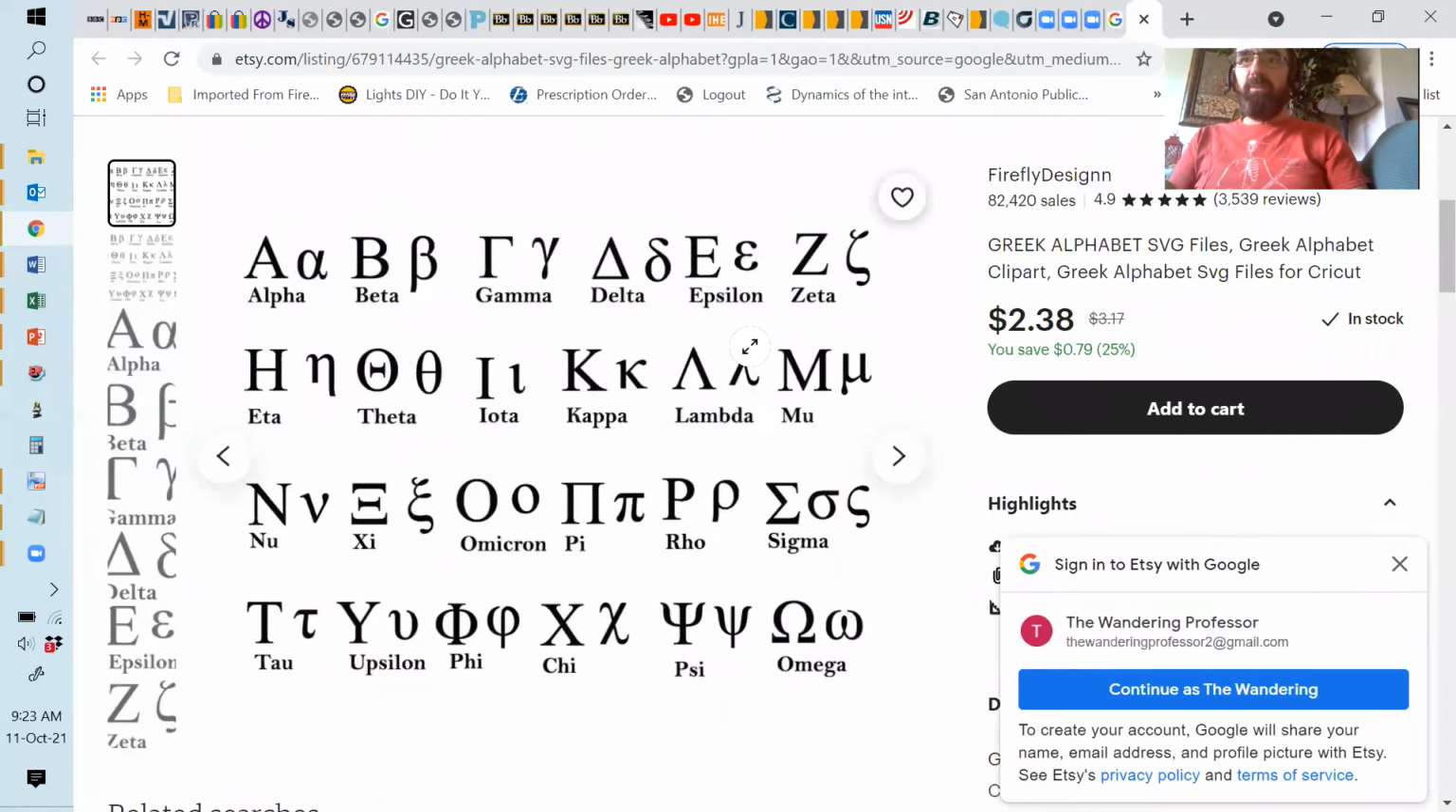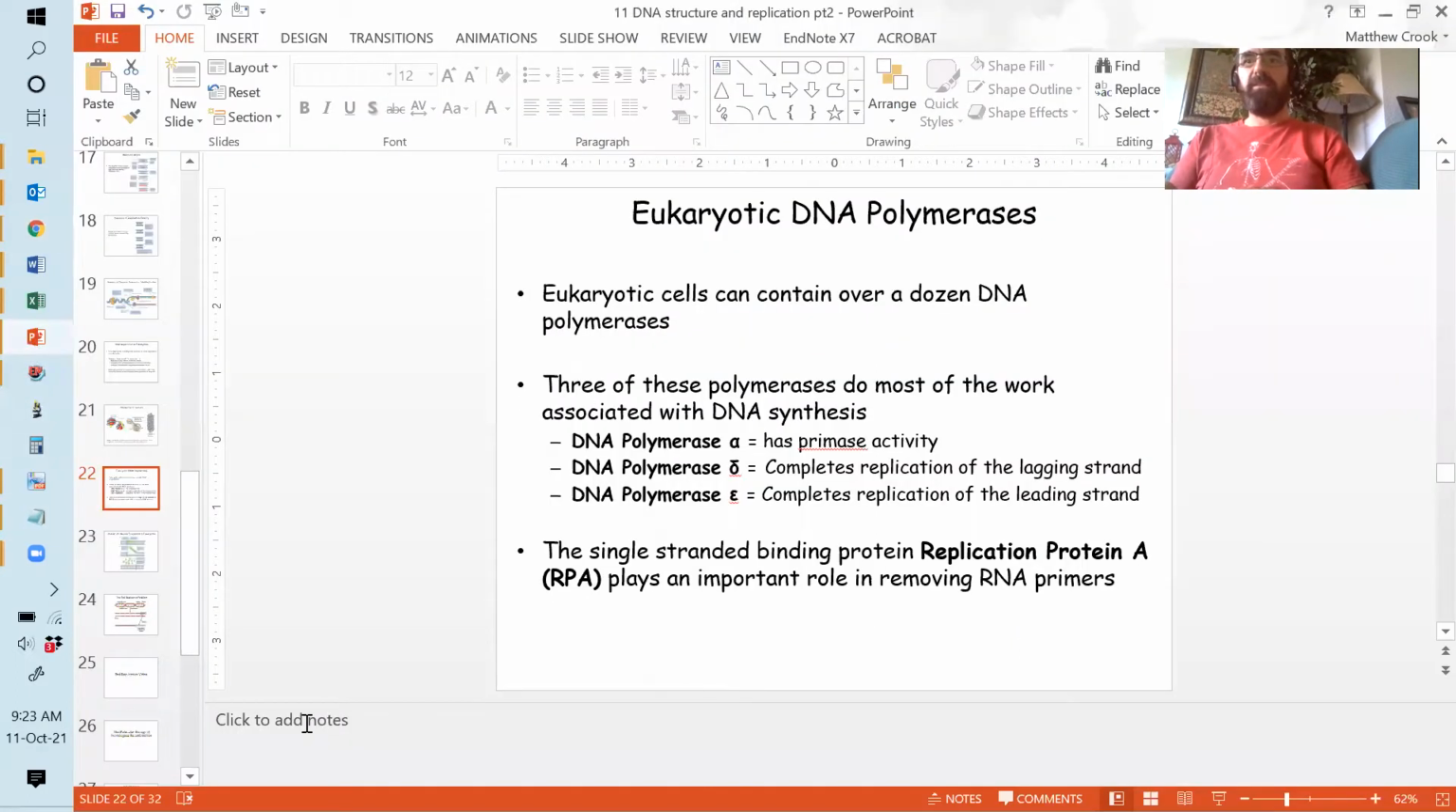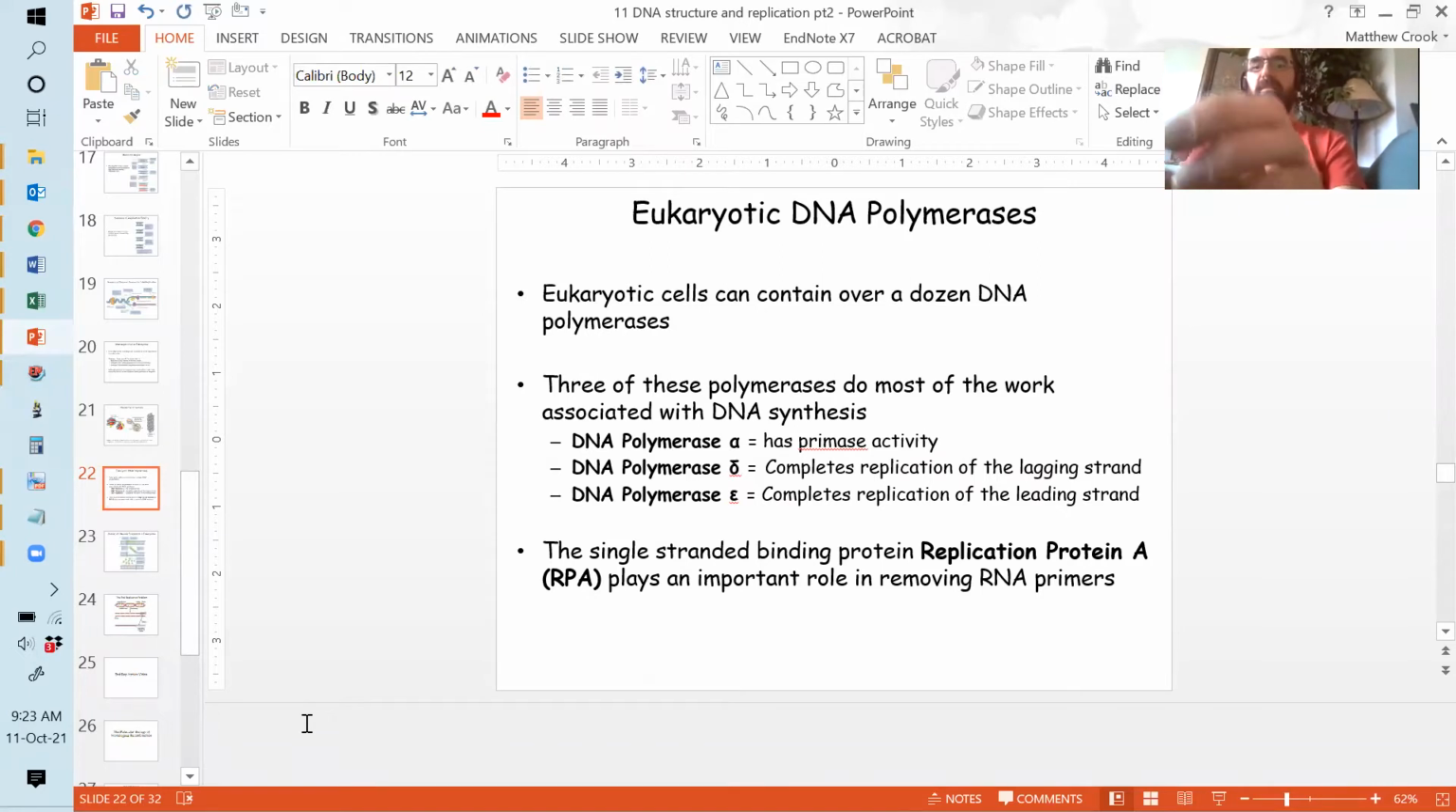Oh, delta is the funky one, and that's epsilon. There you go. I'm going to type that into the notes because I'm guaranteed I'll forget. And epsilon, which is like the Greek E.